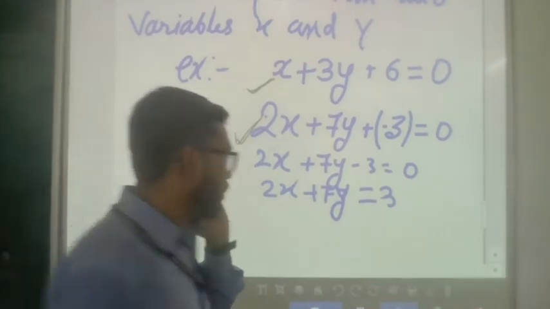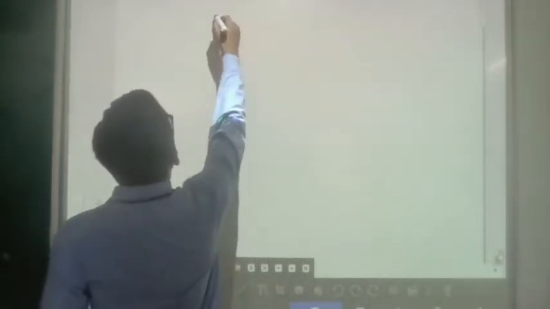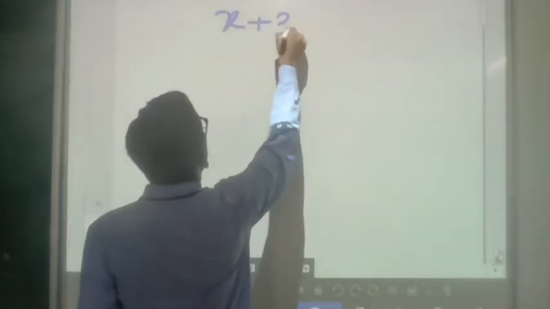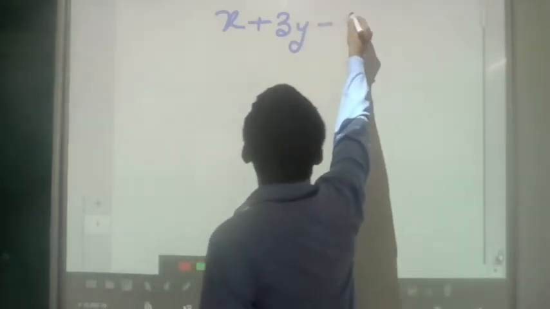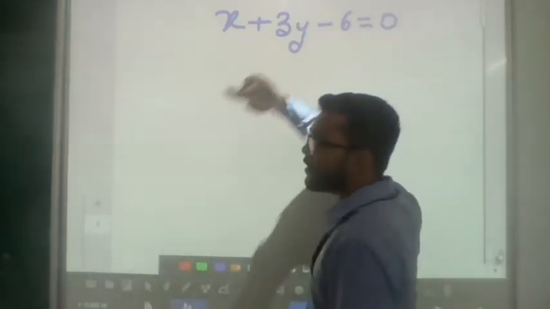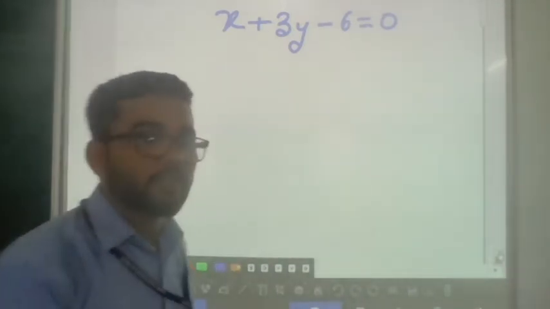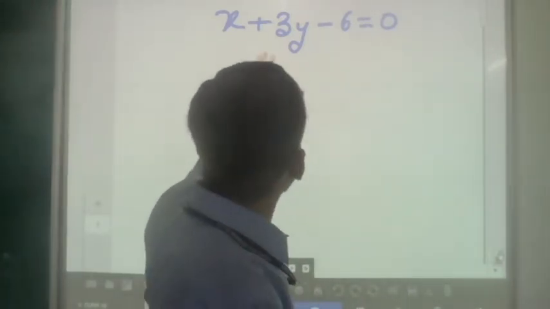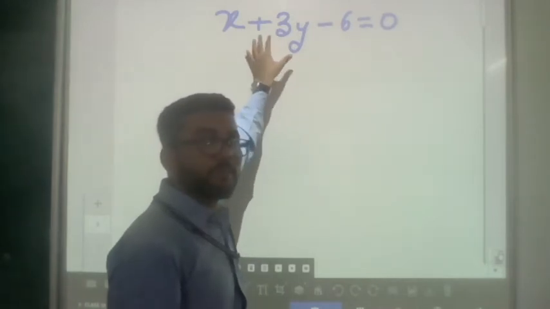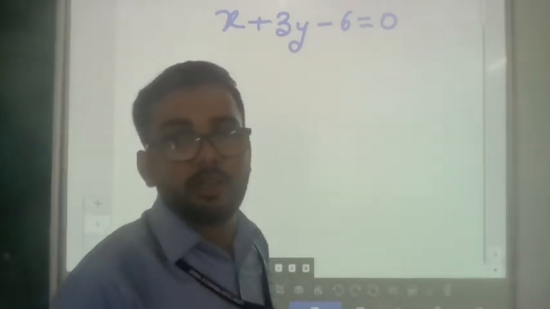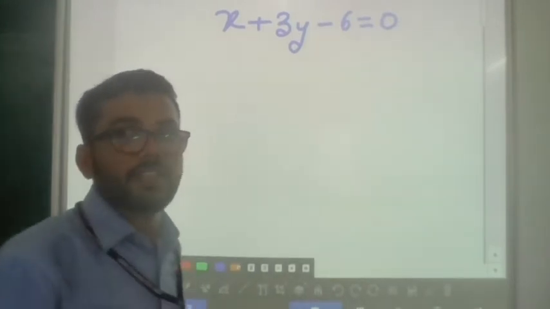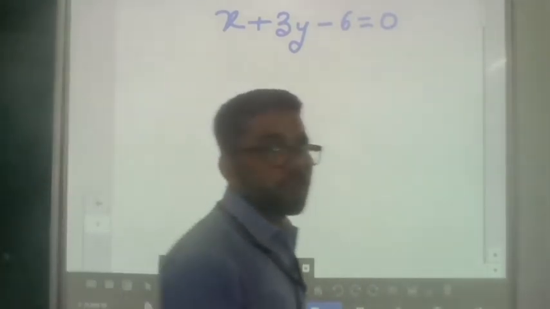Okay, now the next part. Suppose we take another equation like x plus 3y minus 6 is equal to 0. This is also a linear equation in two variables because it has been written in the form ax plus by plus c is equal to 0. That is why it is a linear equation in two variables.